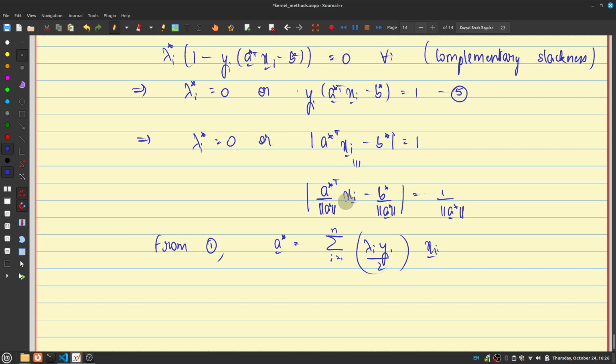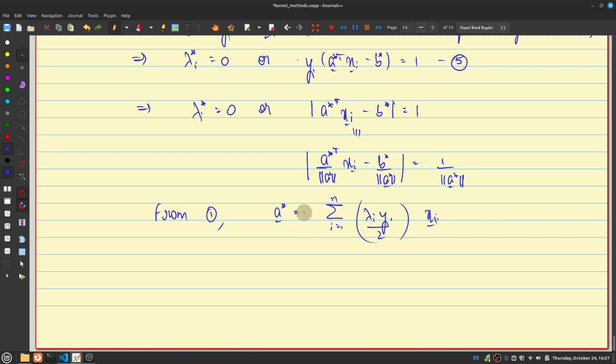So what this is saying is that for a given A star, let's say that you fix a particular A star, lambda I is non-zero only for those vectors Xi which lie at exactly this distance from the hyperplane. Right? This is independent of Xi. So any vector that satisfies this will be called a support vector. That is exactly the margin.